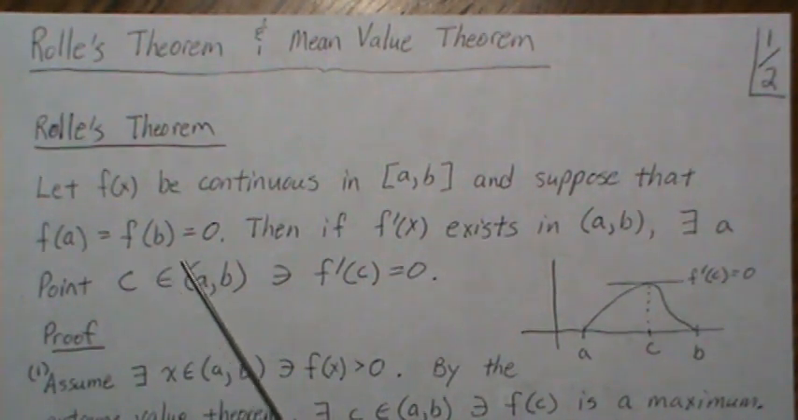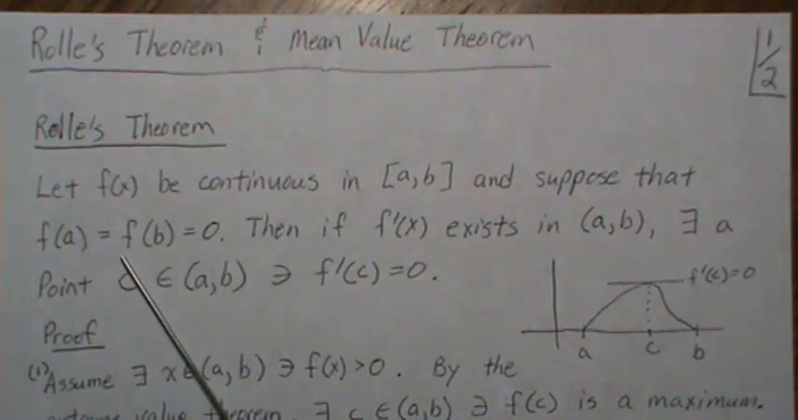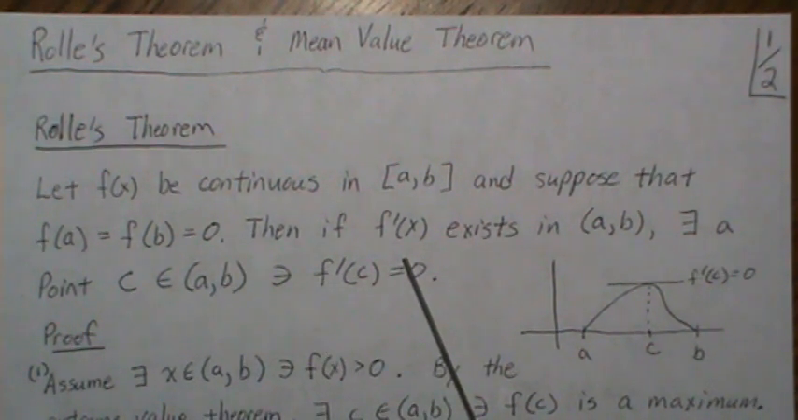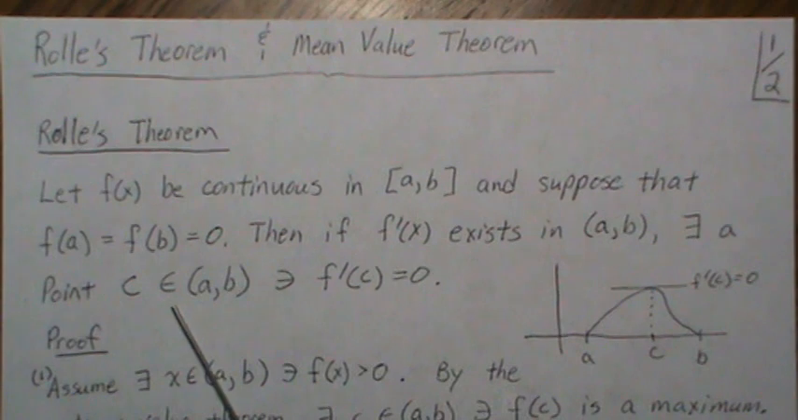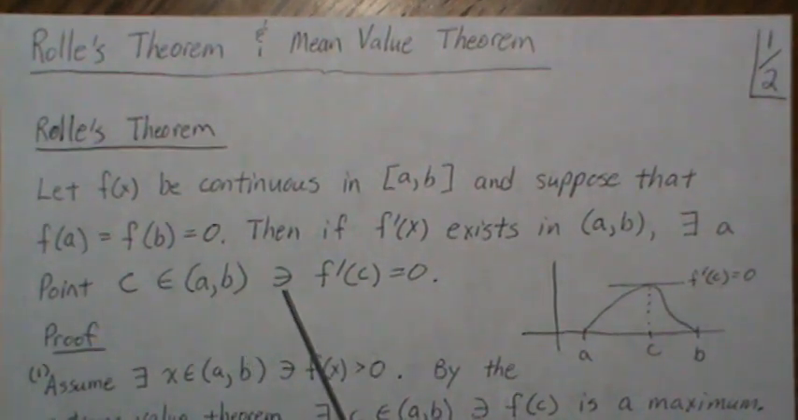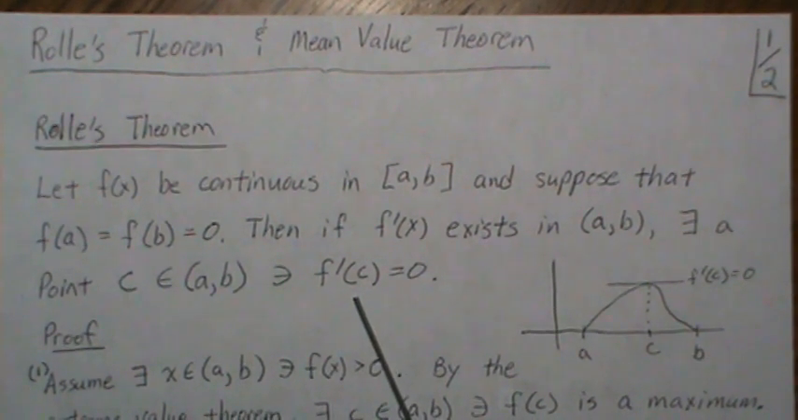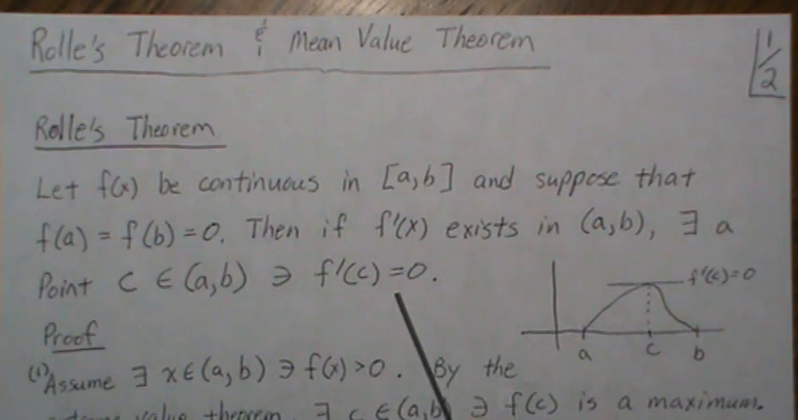f of a and f of b equal each other, equal 0. Then if the derivative exists in the open interval a to b, there exists a point C in the interval a to b such that the derivative at C is 0.